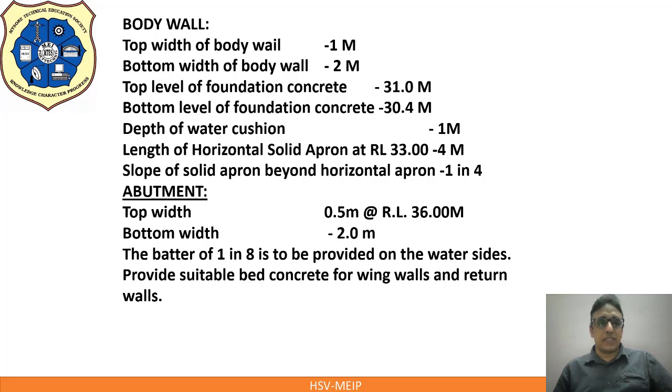Next, body wall details. Top width of the body wall 1 meter, bottom width of the body wall 2 meter, top level of the foundation concrete is 31.0, bottom level of the foundation concrete 30.4. That means depth of concrete is 0.6. And then the depth of the water cushion is given as 1 meter. In this depth the energy of the falling water is dissipated, so that erosion of the bed may not take place, because it is enormous energy which will erode the portion when it is passing over the waste weir above the FTL.